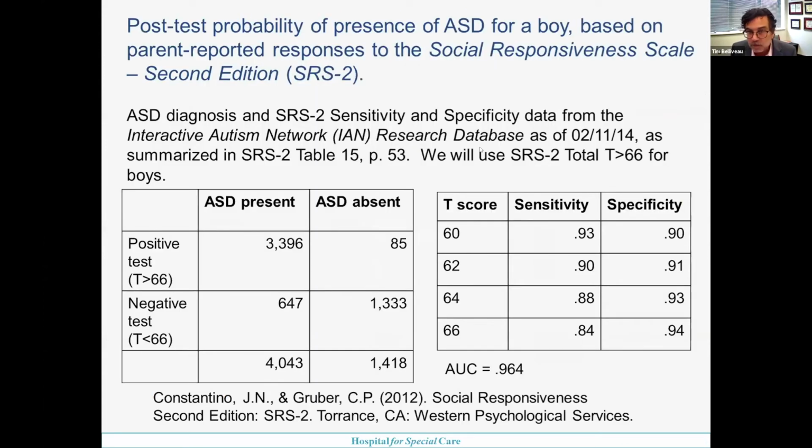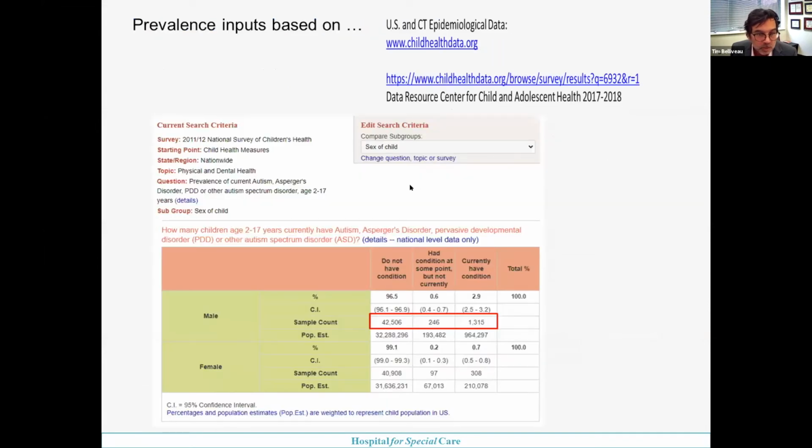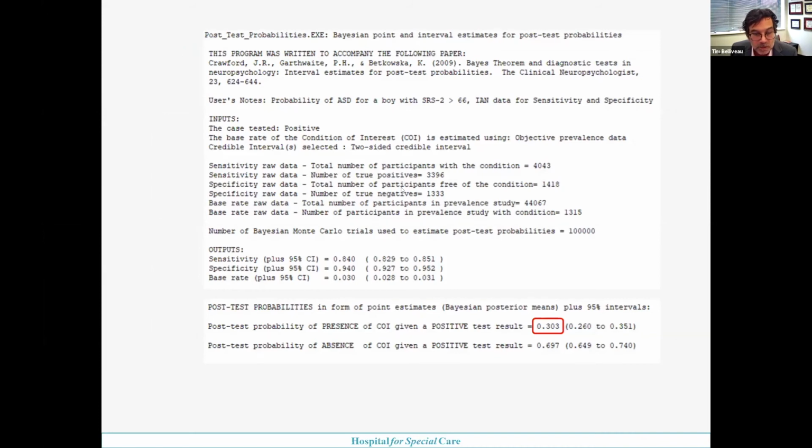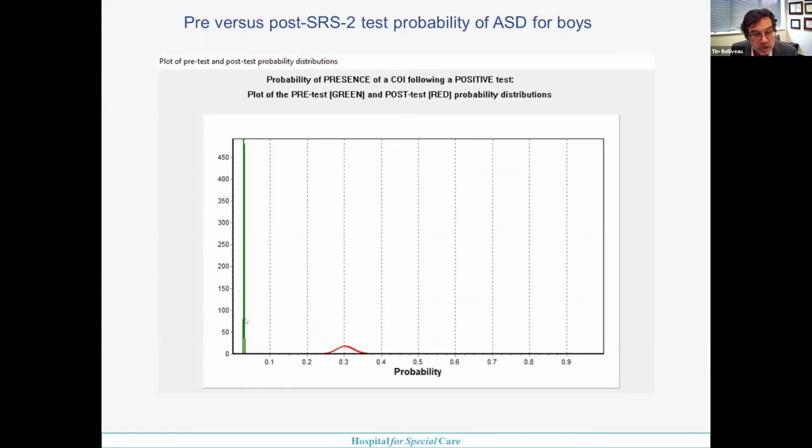And then finally, we can use the Social Responsiveness Scale for the same thing. This is from information in the published articles that also refer to a larger Interactive Autism Network study. And in this case, we use the same type of epidemiological data. And we see the post-test probability for the presence of autism given a positive test result is 0.30. So this moves our post-test probability over a little bit more.